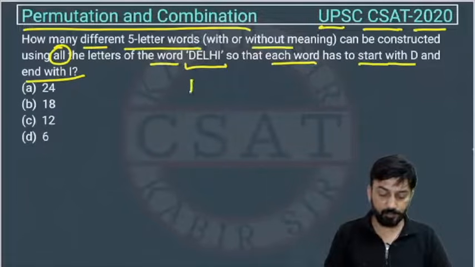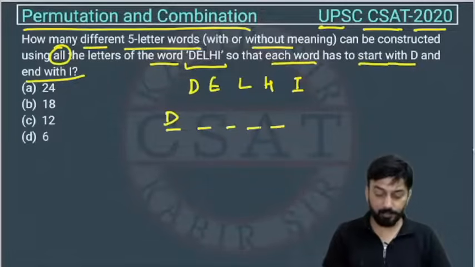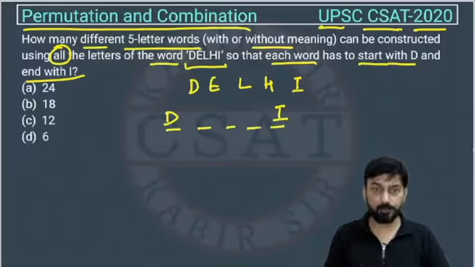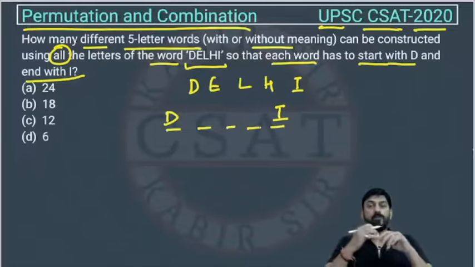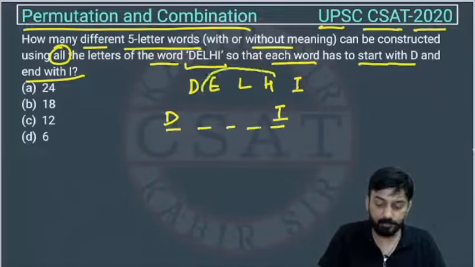So there are how many letters? D, E, L, H, I. So total 5 letters. So we have to make a 5-letter word, right? And they have given that it will start with D and end with I. So these are fixed. Now we are having 3 places. And how many letters are we having? 2 letters we have already used, right? So we are remaining with 3 letters, right? So these 3 letters are remaining.